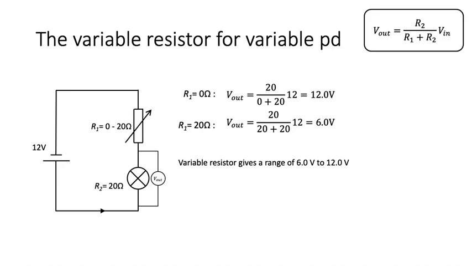Suppose our lamp has a fixed resistance of 20 ohms and we have this variable resistor that can go from 0 to 20 ohms. Now, at 0 ohms, the output is all across the lamp, so it gets the full 12 volts and it will be as bright as it can be. However, if we increase the variable resistor's resistance to 20 ohms, then the output is being shared between the variable resistor and the lamp, and the lamp goes down to 6 volts. So it has got dimmer, but it's not gone all the way to 0.